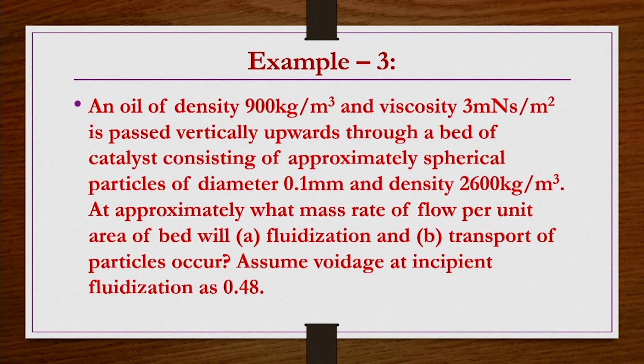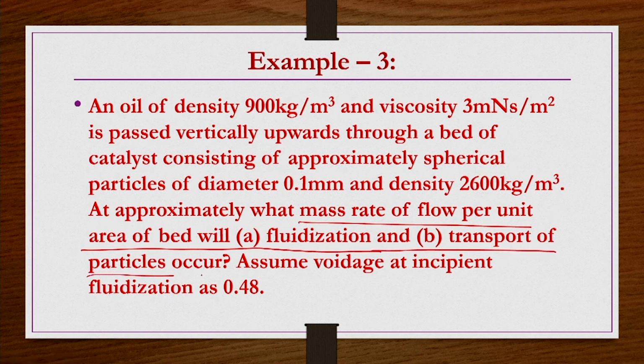Another example: an oil of density 900 kg per meter cube and viscosity 3 milli-Newton second per meter square is passed vertically upwards through a bed of catalyst consisting of approximately spherical particles of diameter 0.1 mm and density 2600 kg per meter cube. At approximately what mass rate of flow per unit area of bed will fluidization and transport of particles occur? So, it is not asking the minimum fluidization velocity, the corresponding mass rate is asked, per unit cross section area, that is in kg per meter square second.